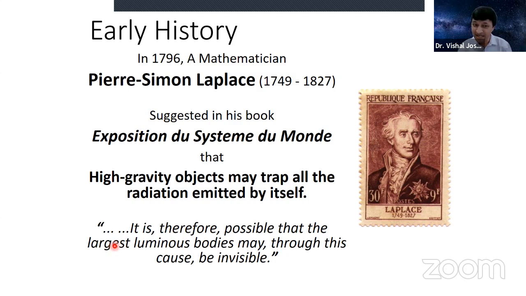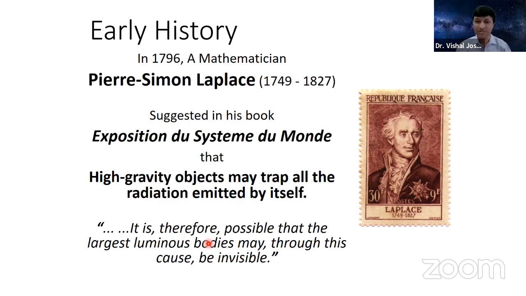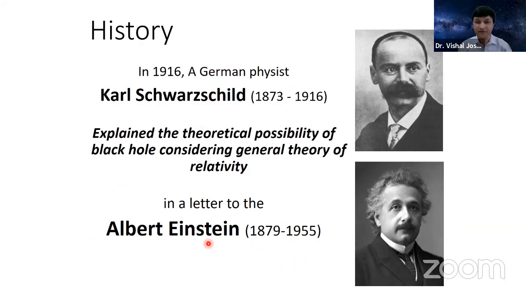And he clearly wrote that it is therefore possible that the largest luminous bodies may, through their course, be invisible. So in the universe, usually the larger the body, the brighter it is. But in this case, if the body is large enough that it has gravitation to hold all its radiation, we cannot see it. It is invisible. So this concept is nonsense long, but again, a matter of discovery.